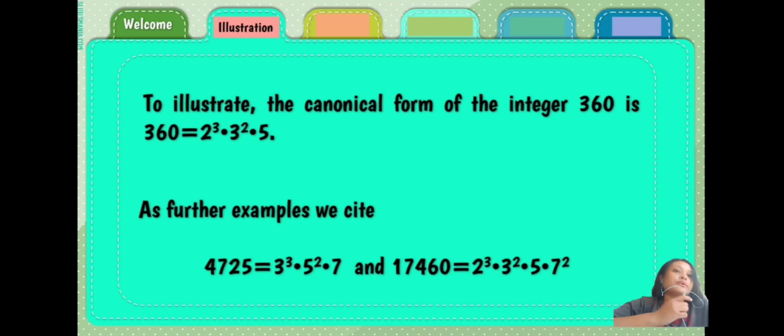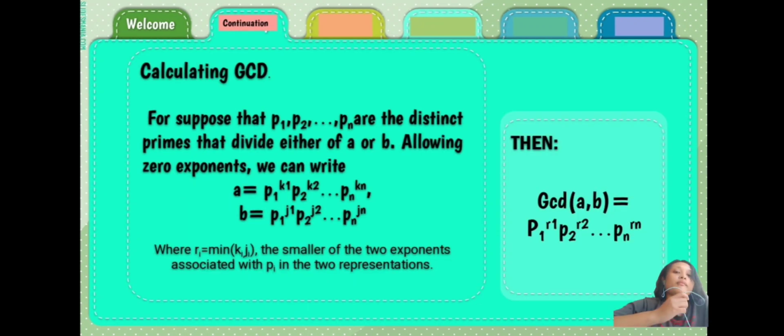So another example, we have 4,725 equals 3 to the power of 3 times 5 to the power of 2 times 7, and 17,460 equals 2 to the power of 2 times 3 to the power of 2 times 5 times 7 to the power of 2. So prime factorizations provide another means of calculating greatest common divisors.